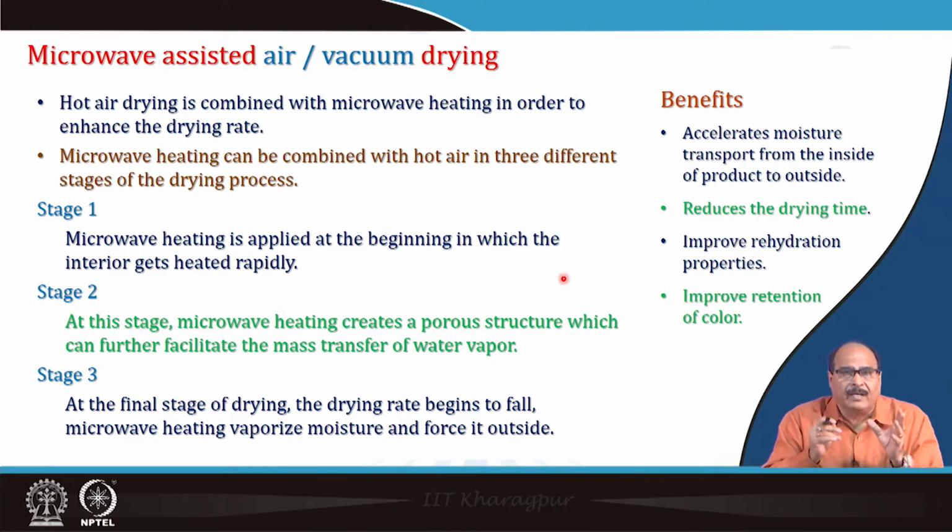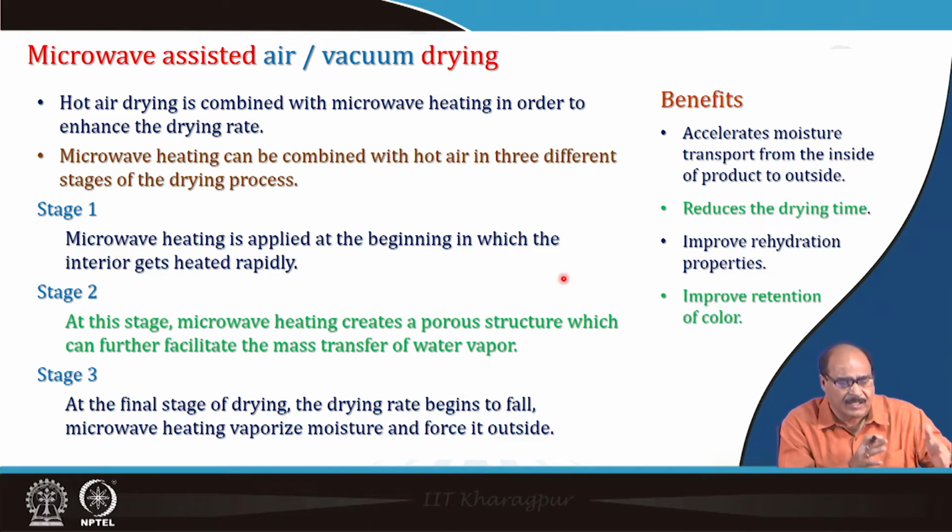Then as I told you, microwave can be combined with air drying or with vacuum drying to improve the efficiency of the process. That is, hot air drying is combined with microwave heating in order to enhance the drying rate, and microwave heating can be combined with hot air in 3 different stages.